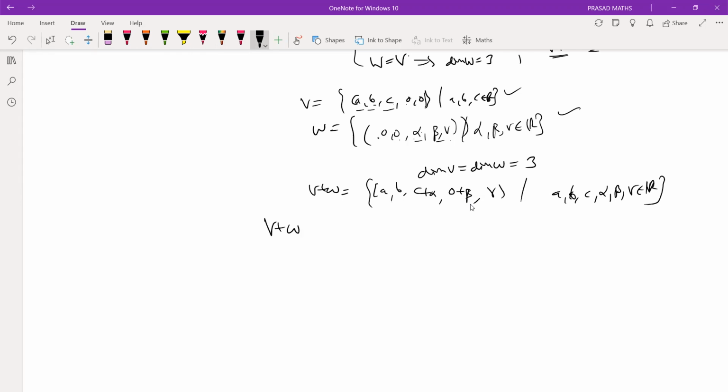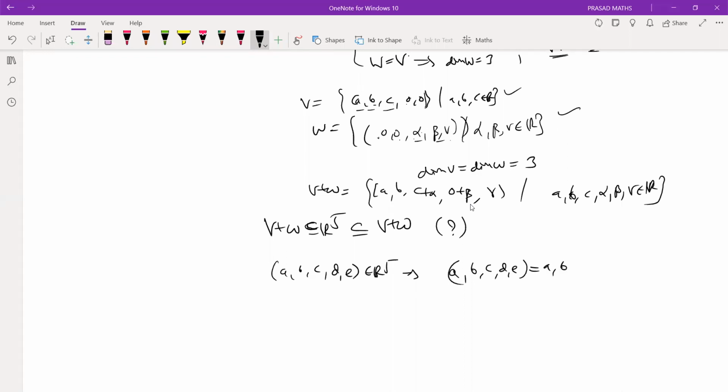The question is, can you write V plus W is equal to R5? Is it possible? This is always a subset of this. It's a subspace, because a finite sum of subspaces is again a subspace. This is always true. The question is whether R5 is contained in V plus W. Is it true? Look at the idea. Suppose you take any random vector (a, b, c, d, e) in R5. I can write this (a, b, c, d, e) as (a, b, c, 0, 0) plus, keeping it as it is.